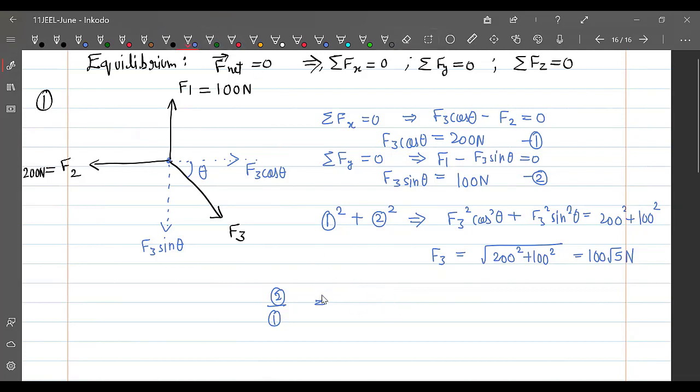So if we do this, we'll get F3 sin theta by F3 cos theta. That will be equal to 100 by 200 Newton. That will be half. So tan theta will be equal to half. So the angle can be calculated using a calculator: theta is equal to tan inverse 1 by 2.